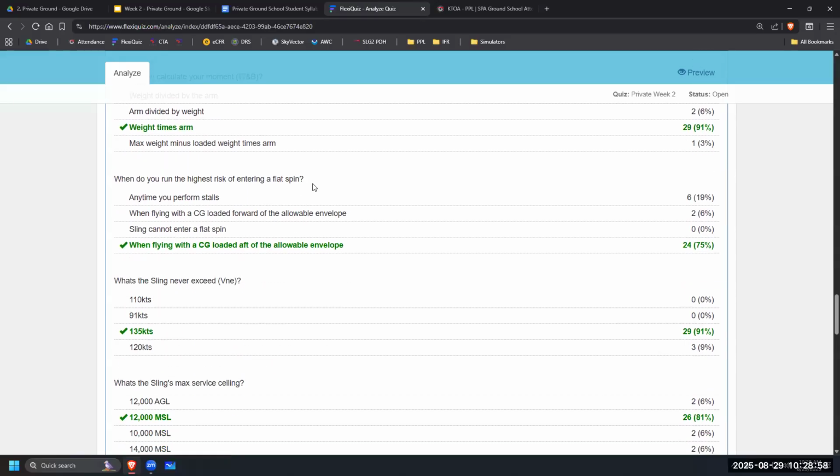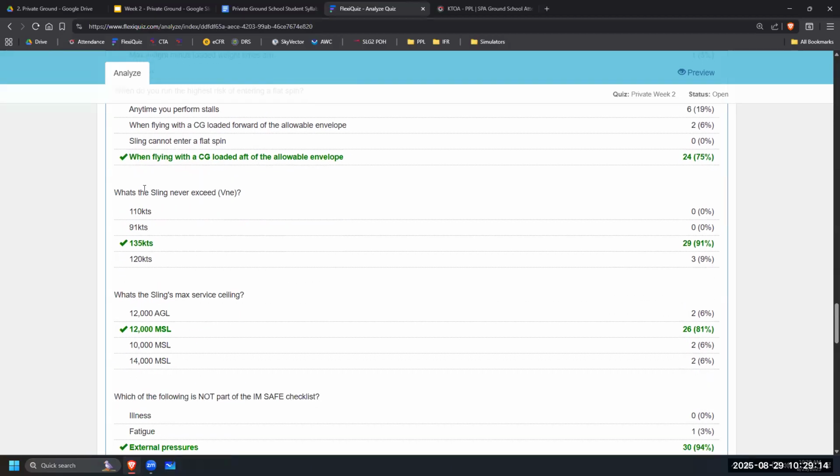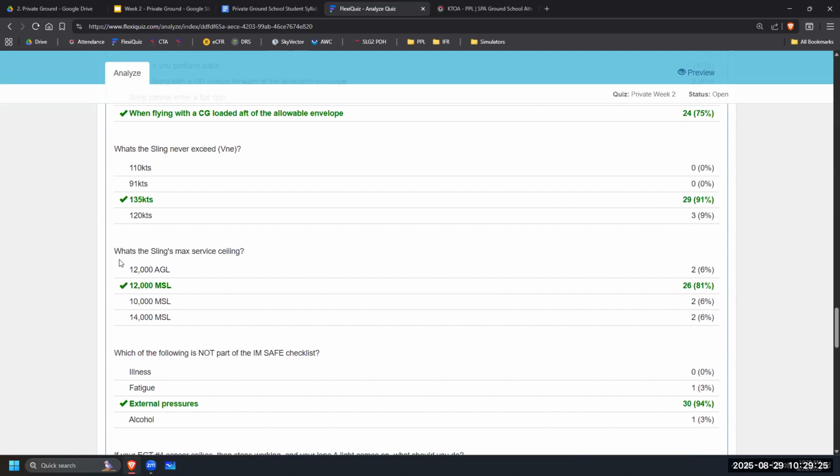When do you run the highest risk of entering a flat spin? Okay, I talked about this briefly. It looks like most people got it: loading the CG aft outside of the allowable envelope. That's when you can run the risk of entering a flat spin. Good. What is the VNE speed? 135. Would have liked 100 on this. I don't know who these extra people are, but they're ruining our percentages because I like seeing 100.